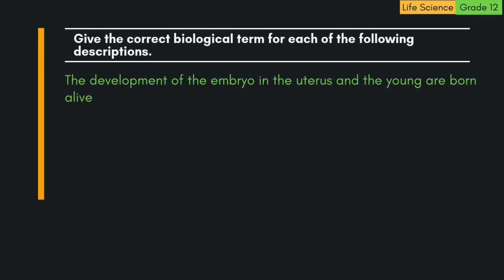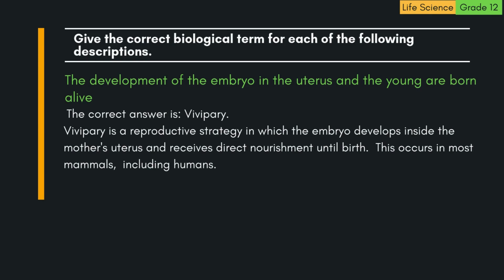The development of the embryo in the uterus and the young are born alive. The correct answer is vivipary. Vivipary is a reproductive strategy in which the embryo develops inside the mother's uterus and receives direct nourishment until birth. This occurs in most mammals, including humans.